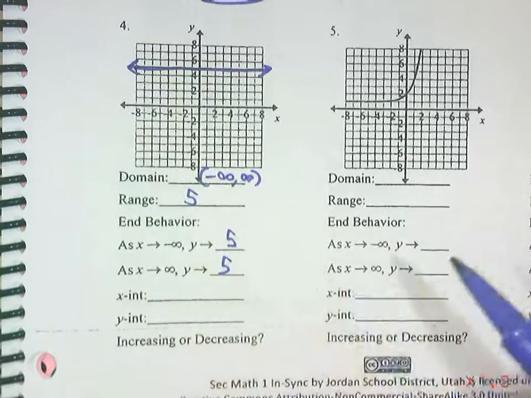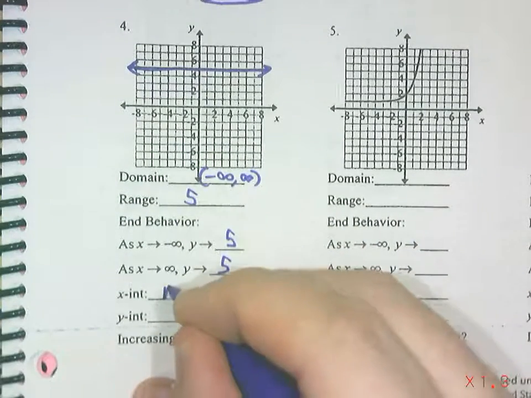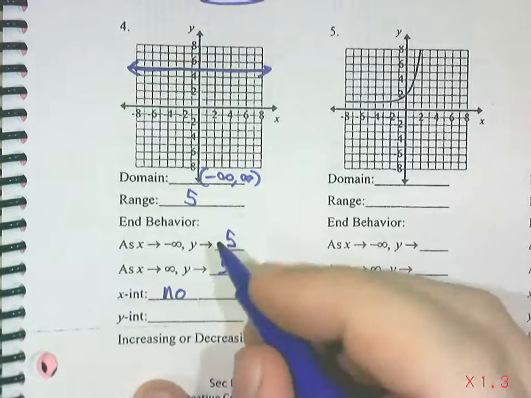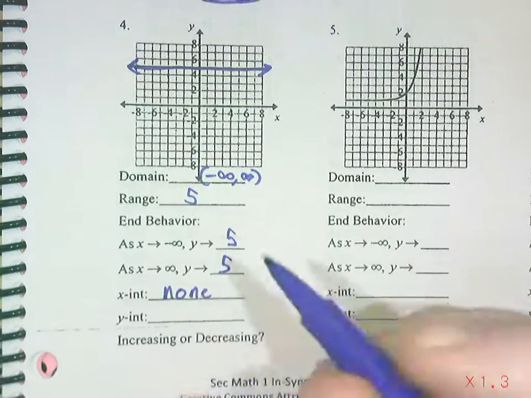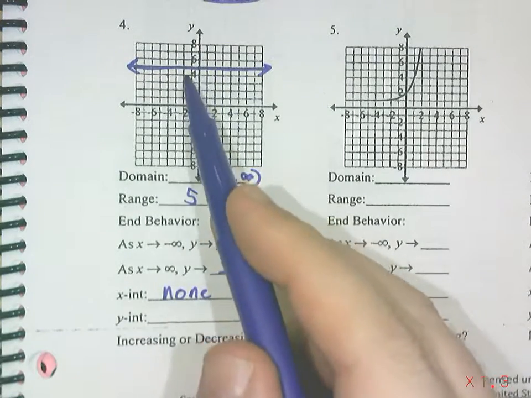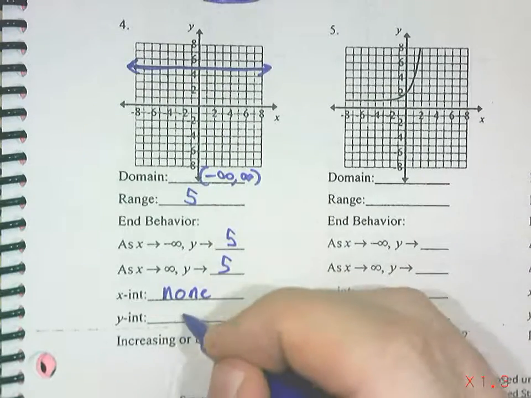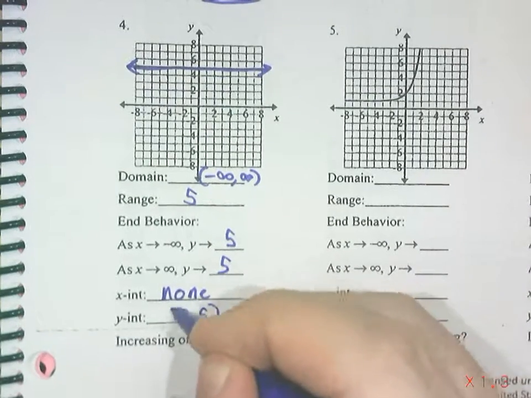Okay? X-intercept, it never moves from 5. It's never going to cross the x-axis, so there is no x-intercept. So I'm just going to put none. Okay, but the y-intercept looks like it crosses right there at 5. So it'd be (0, 5).